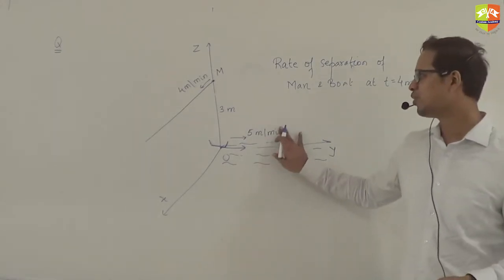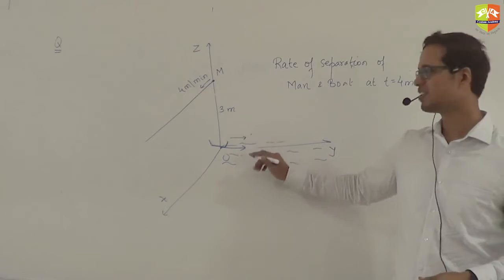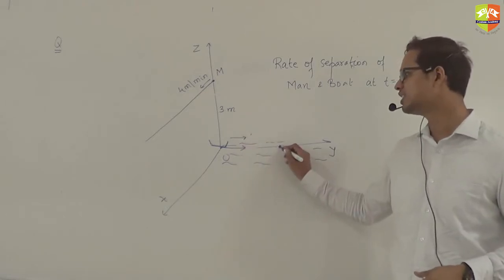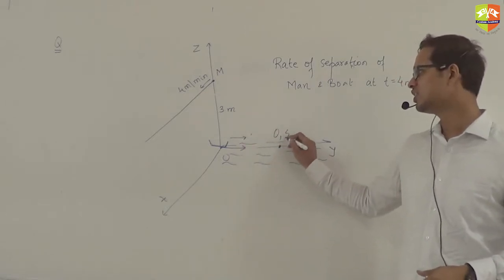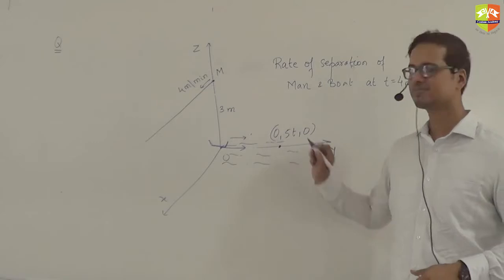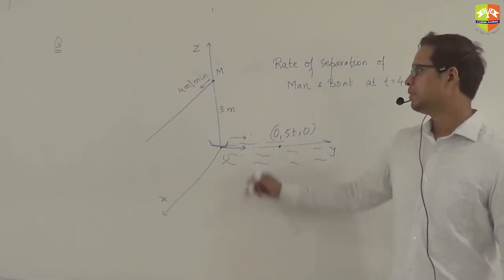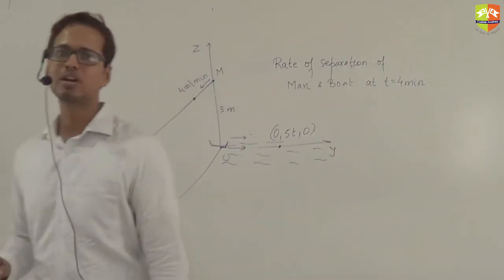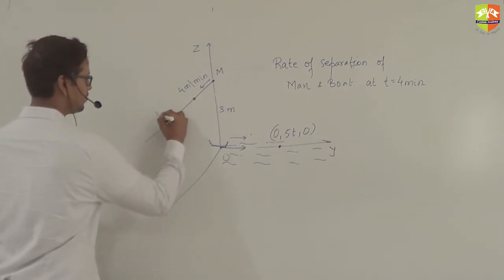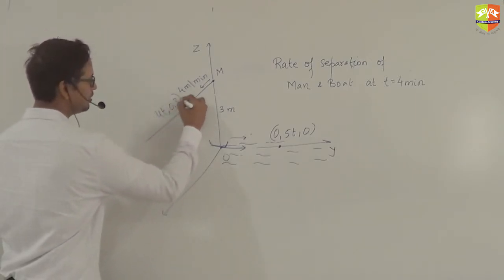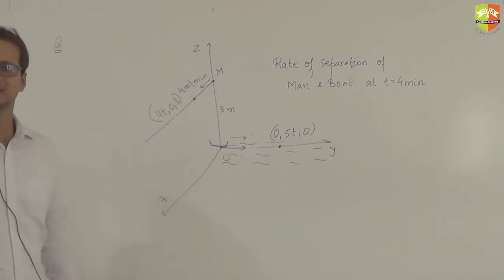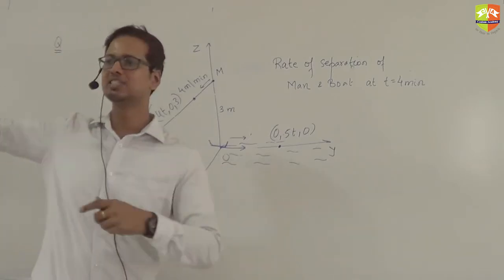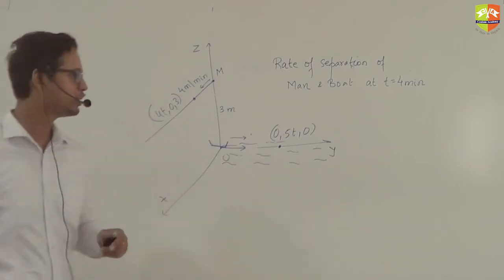See, let's say the boat has moved for t minutes. How far would the boat have moved, or what is the new coordinate of the boat? 0, 5t, 0. Right? The man, let's say, also has moved for t minutes. What would be the new coordinate of the man? 4t, 0, 3 would be the new coordinate of the man, because z is always 3 on the bridge.